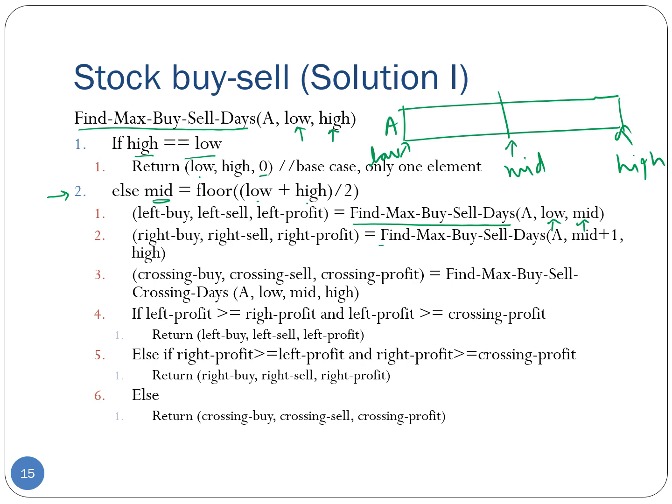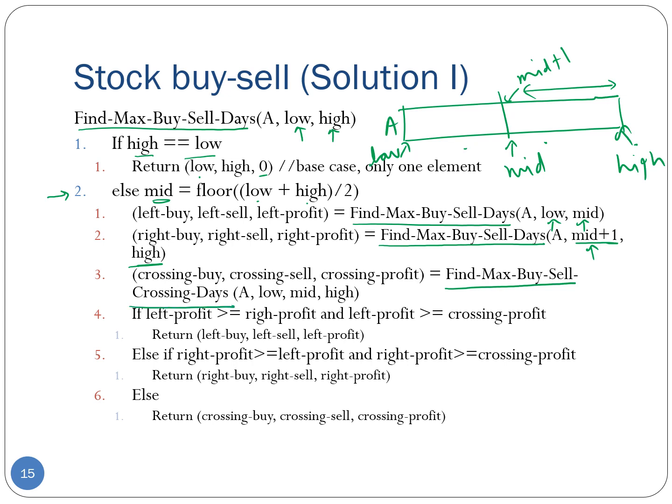The second case here is recursing on the right half, so we pass the original array, but mid plus 1, which is this location here, is the low for the right half of the array, and high remains the original high. So this is the right half. These are the first two cases, the recursion cases. And the third case is what if the buy and sell occur in different halves. In that case we have this third function call, which is find max buy sell crossing days.